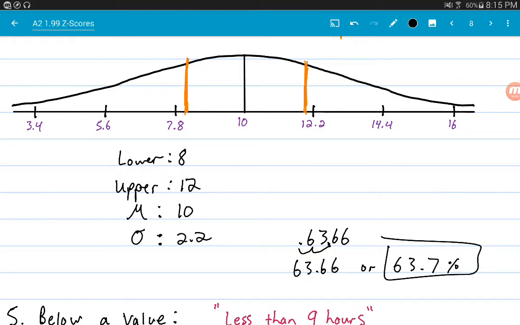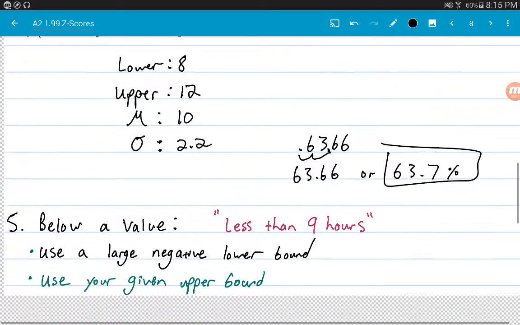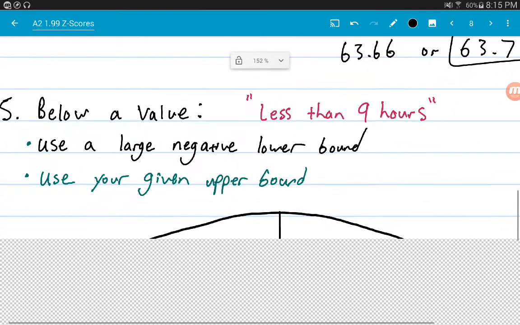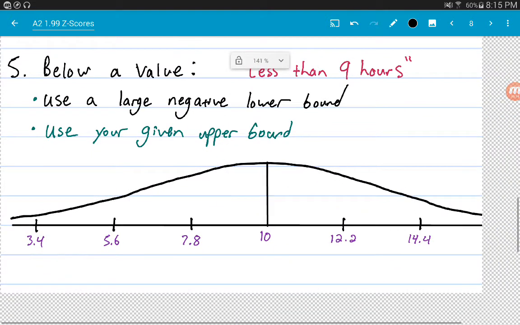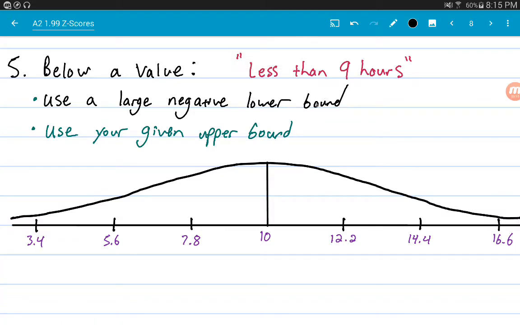Now, if you had to do the next question, question 5, which is below a value. They said less than 9 hours is what they're interested in. What is the percentage that are less than 9 hours? So what we're going to do is use a large negative lower boundary, and use your given upper boundary.